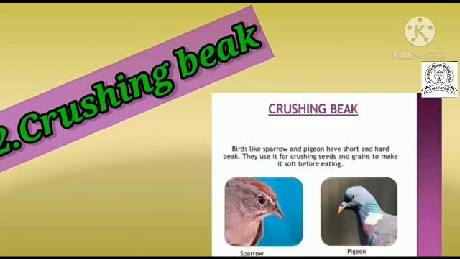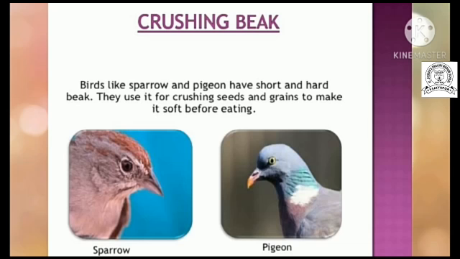So crushing beak. The second type of beak, it is a crushing beak. Now listen. A crushing beak is a short and hard beak. It helps the birds for crushing the seeds and grains. And this type of beak is present in sparrow and pigeon. Sparrow and pigeon, these two birds can crush the grains, they can crush the rice, they can crush the wheat, because they eat the grains.